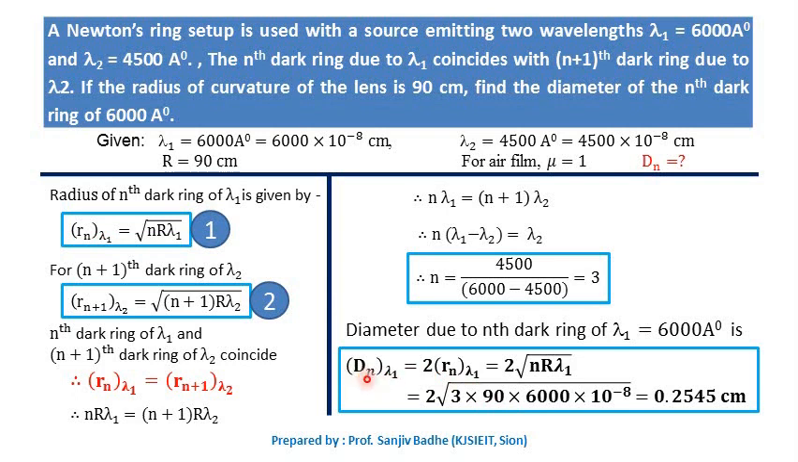So the diameter of the nth dark ring due to lambda 1 is equal to 2 r n lambda 1. So that is equal to 2 into square root of n r lambda 1. So n is equal to 3 here. So the diameter is equal to 2 into square root of 3 into 90 into 6000 into 10 raised to minus 8 centimeters. If you calculate this using the calculator, the diameter of the nth dark ring of 6000 angstroms comes out to be 0.2545 centimeters. So this is the answer.